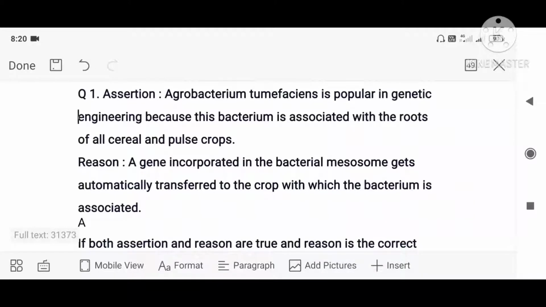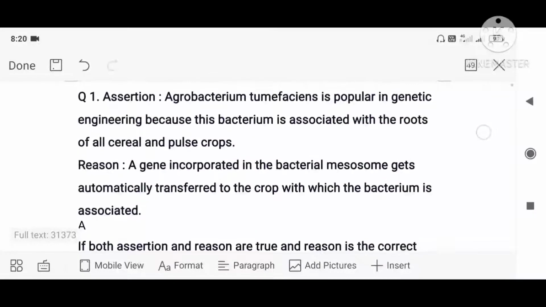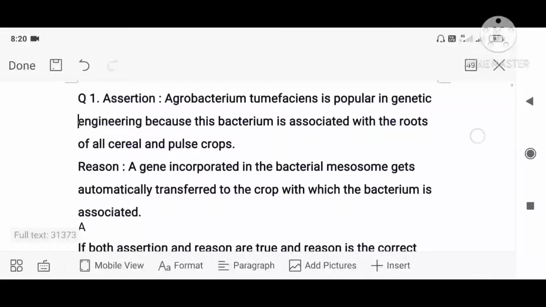Good morning, students. Portions are completed and the practicals are almost done. Now we are moving on to the revision part. We will start with the revision of the last chapter that was discussed, biotechnology and its applications. I will be covering some questions today and some questions tomorrow.